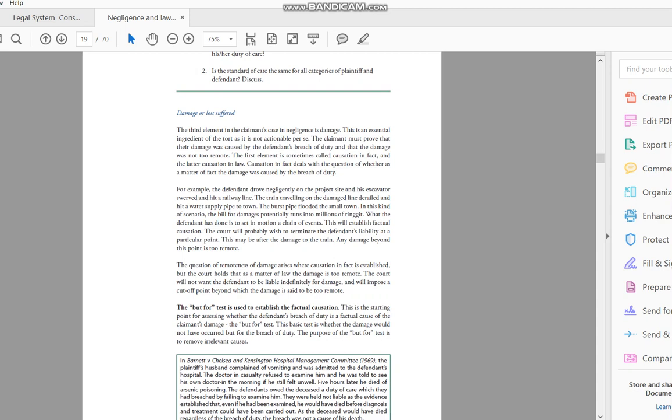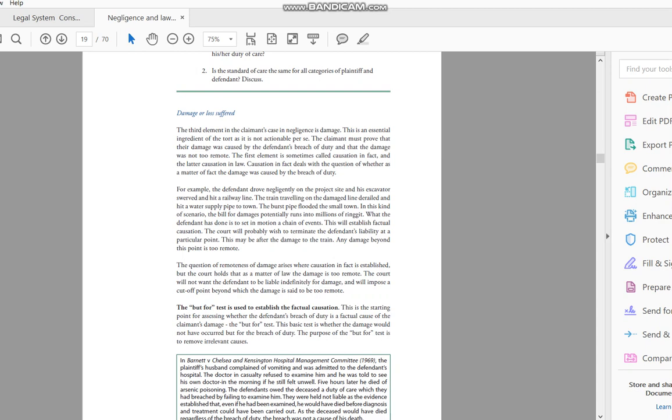The claimant must prove that their damage is caused by the defendant's breach of duty, and that the damage is not too remote. So if we ask whether there is really a damage suffered, there are two things that you need to look into. Number one, the damage is caused by the breaching of duty, and then the damage is not too remote. One is called causation in fact, and the other one, the remoteness, is called causation in law.